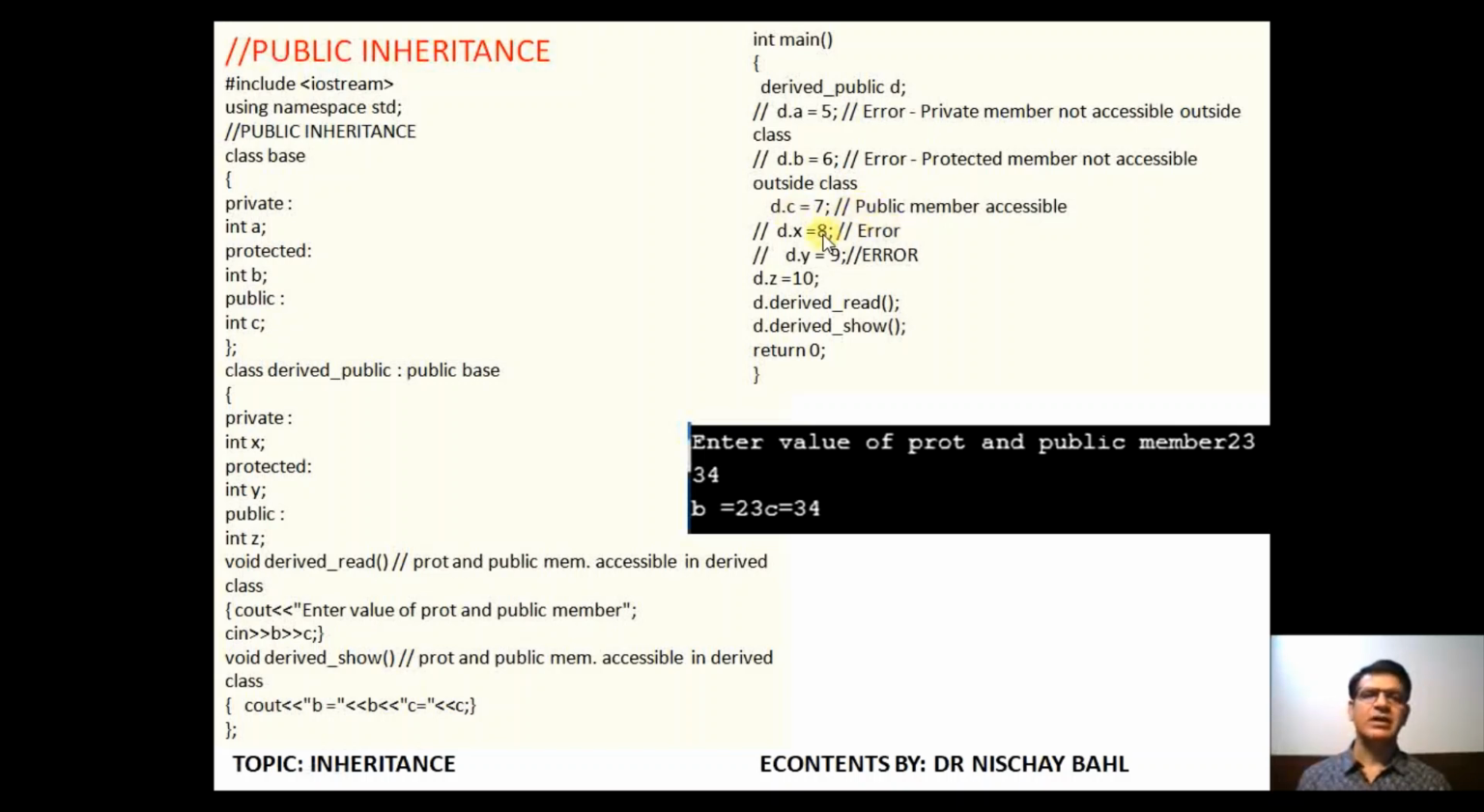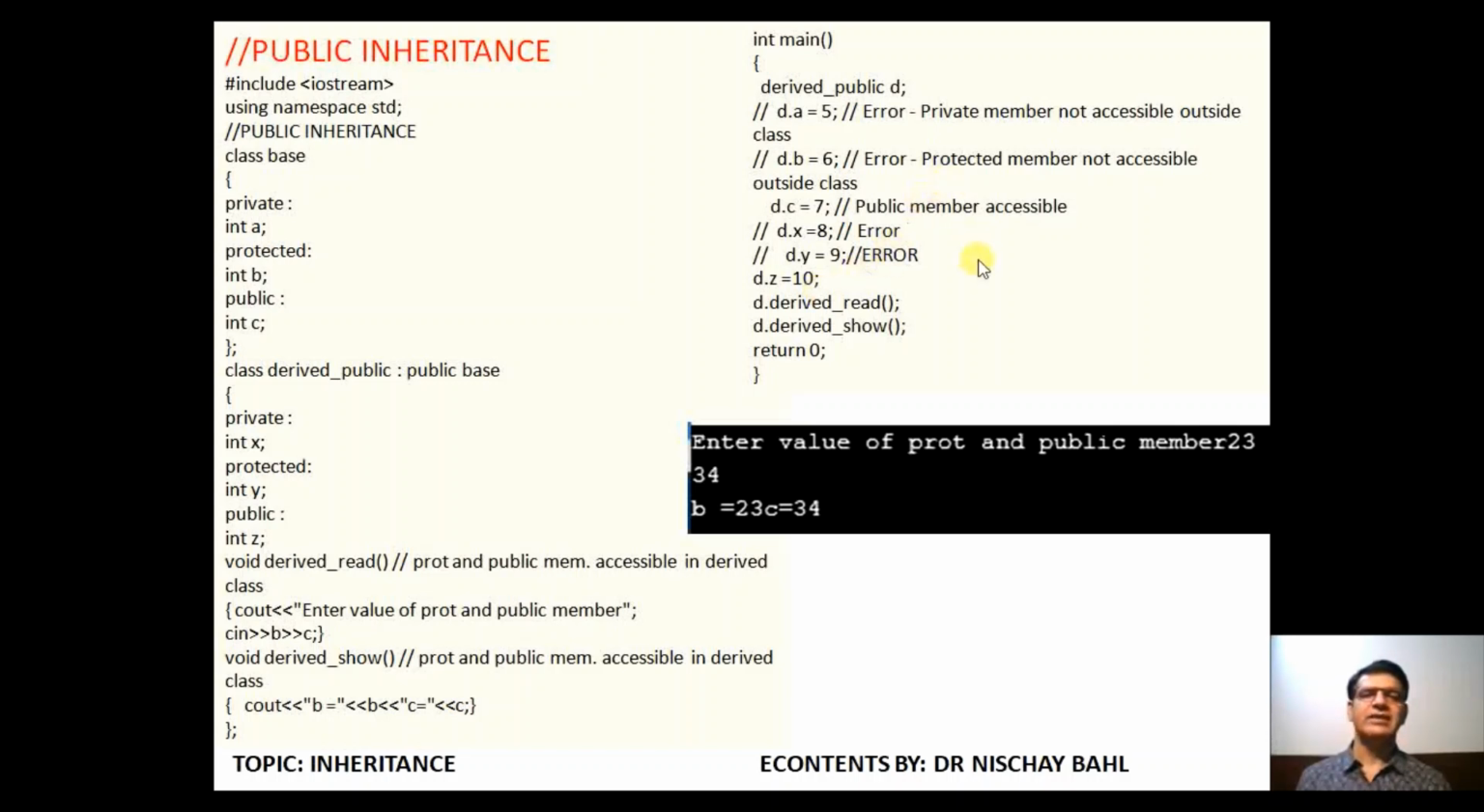D dot X is again not accessible because X is a private member and private members are not accessible outside the class. Similarly, D dot Y will also result in an error because it's again a protected member, not accessible outside the class. D dot Z will result in 10. That will be a true statement because that's a public member of the derived class.